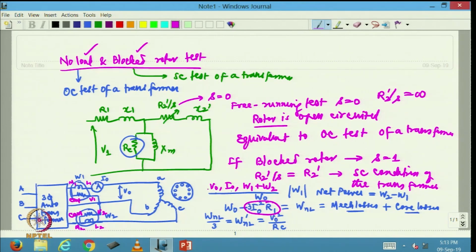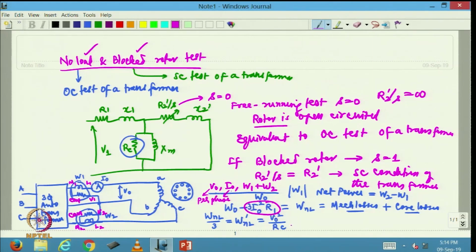Please note, all these things have to be per phase values. If it had been a delta connected induction motor, V0 whatever I read is directly the line voltage as well as the phase voltage, whereas I0 whatever I am reading is the line current. So, I have to divide that by root 3 to get the per phase current. So, all these values have to be per phase values.